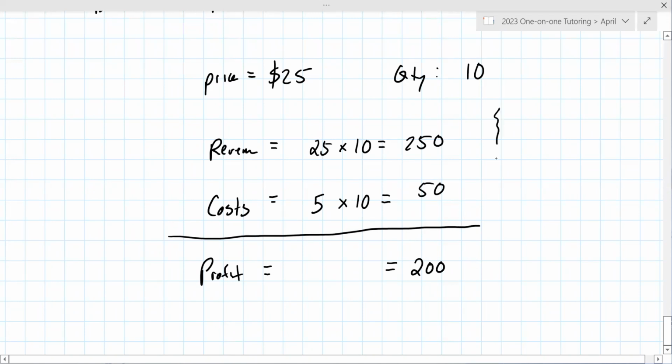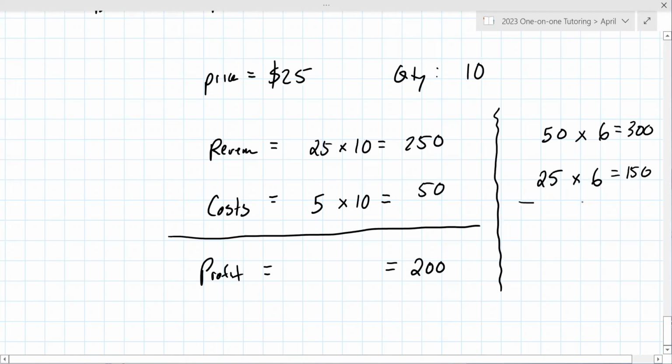Now, let's say your competitor over here sells theirs for 50, okay? But they can only do 6 a week. That's 300. But their cost is $25. They have a more expensive licensing deal than you do. 25 times 6 is 150. What's their profit? 150.